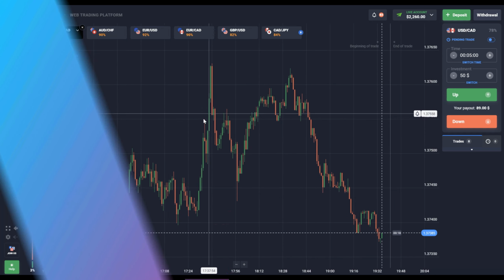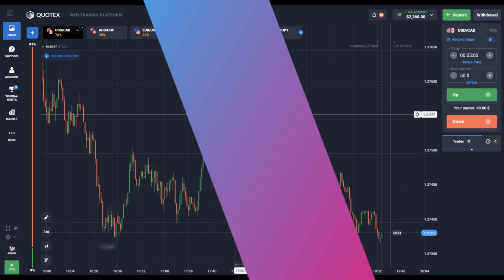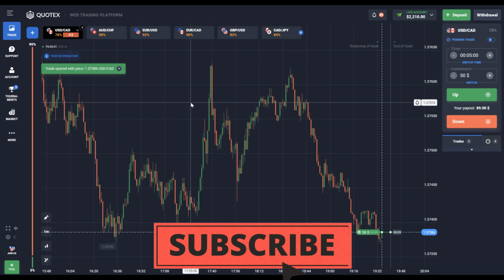Today we're trading on a clean chart using support and resistance levels. We have $50 for each trade with an expiration time of 5 minutes. I'm opening a trade for an increase. This is the US dollar Canadian dollar pair.